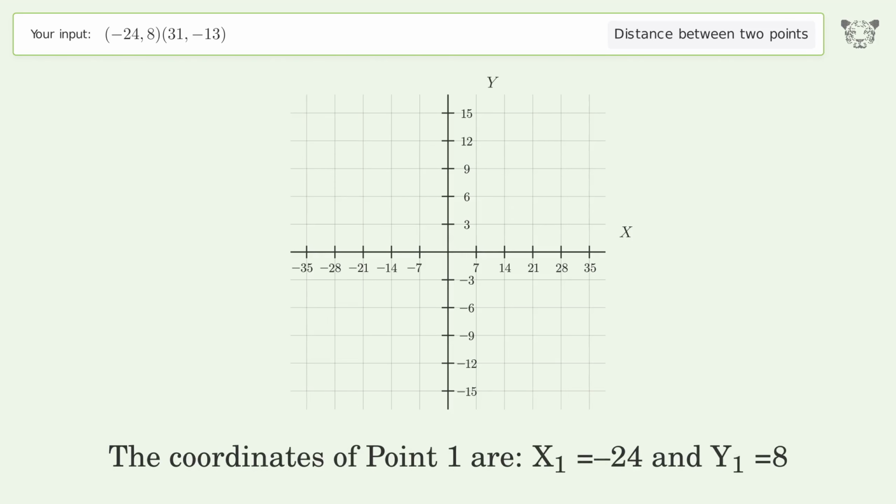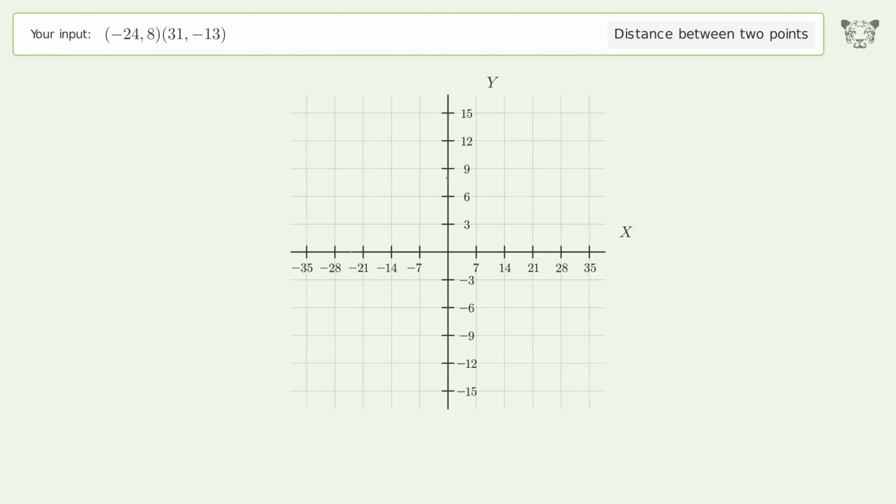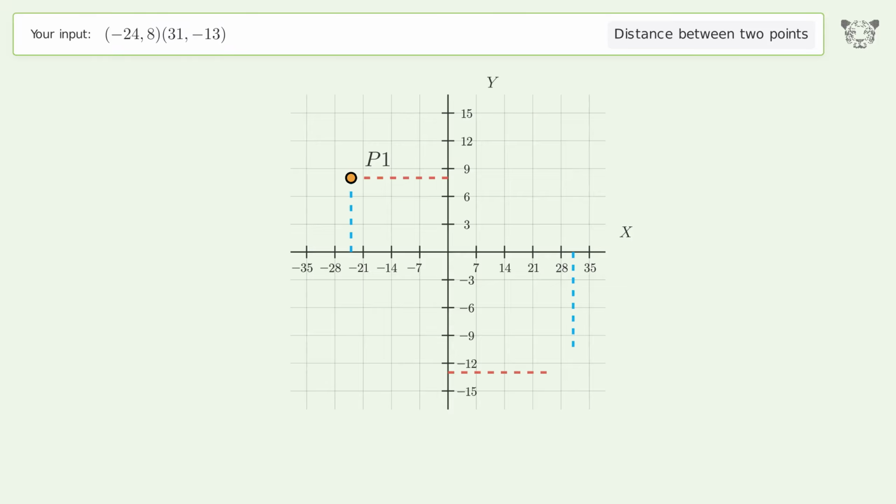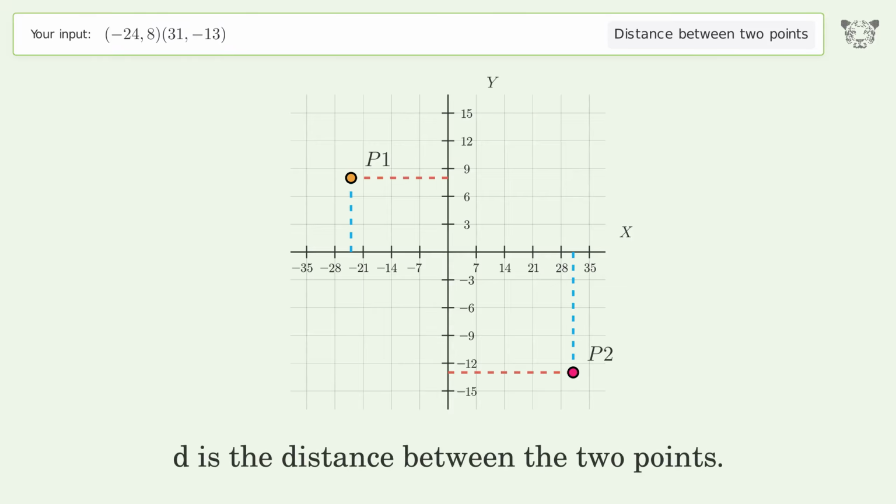The coordinates of point 1 are x1 equals -24 and y1 equals 8. The coordinates of point 2 are x2 equals 31 and y2 equals -13. D is the distance between the 2 points.